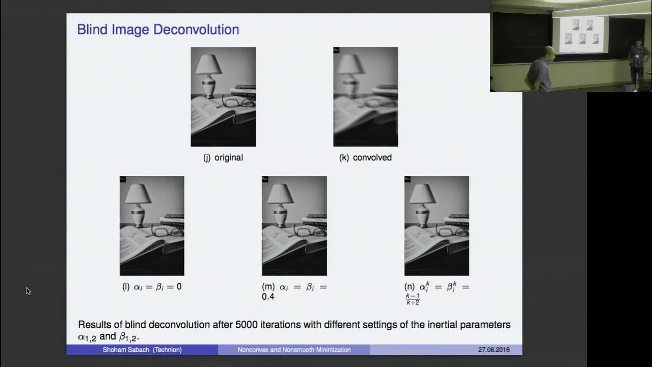Are you saying that for this blind deconvolution problem using iPALM, you can prove you converge to the global minimizer? Global, I wish. I need to keep something for next time. But you said you converge globally, right? That's the confusion.